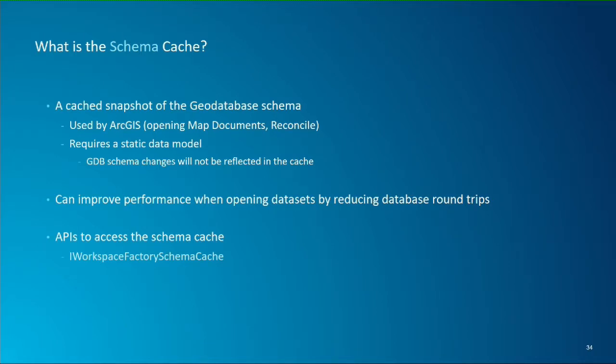Now, Schema Caches are useful when you have a relatively static data model, when you're not changing the data sets, you're not adding new data sets, not adding fields, not adding domains, subtypes, default values, whatever. Things are relatively static. That's when you want to use the Schema Cache because that's a snapshot of what your schema looks like. Now, it is very useful when you're opening up a whole bunch of data sets because you're reducing the amount of round trips to the underlying GeoDatabase schema tables in order to get the information to properly instantiate all of those different data sets. Okay?